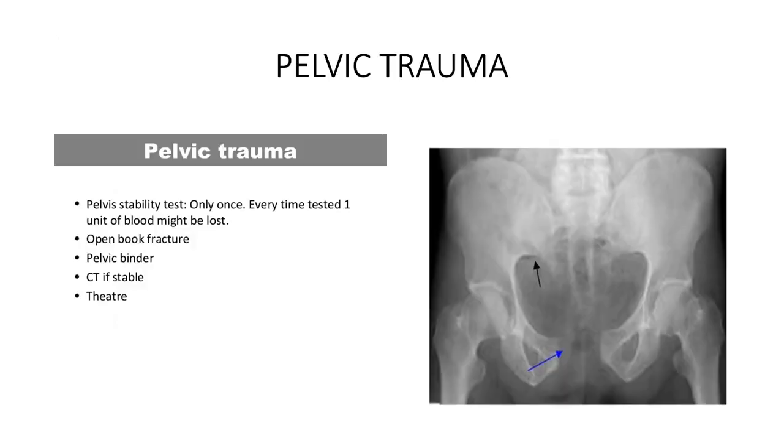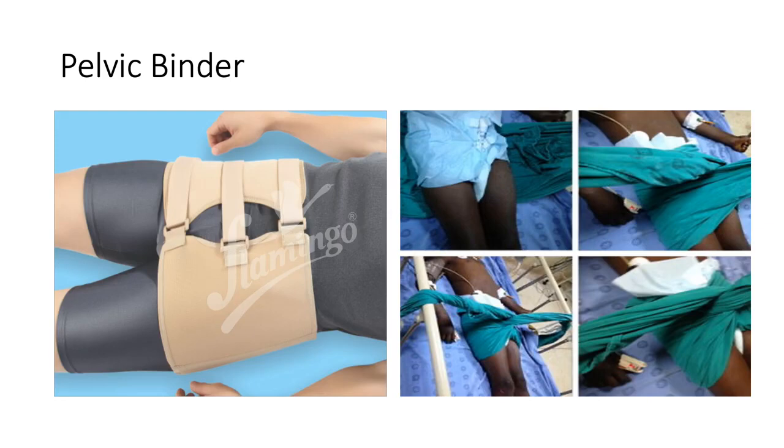So for pelvic trauma, let's quickly look at it. Sometimes we have pelvic trauma. You may have to subject the patient to a pelvic stability test. Please do it once, not severally. And in the event that patients have open book fractures, put a pelvic binder, and when stable, send them for a CT scan. If they remain unstable, they may need rapid surgery. This picture demonstrates to you an exotic pelvic binder, and if not available, a local available pelvic binder that you can use even in the village by fashioning a bed sheet around the pelvis.